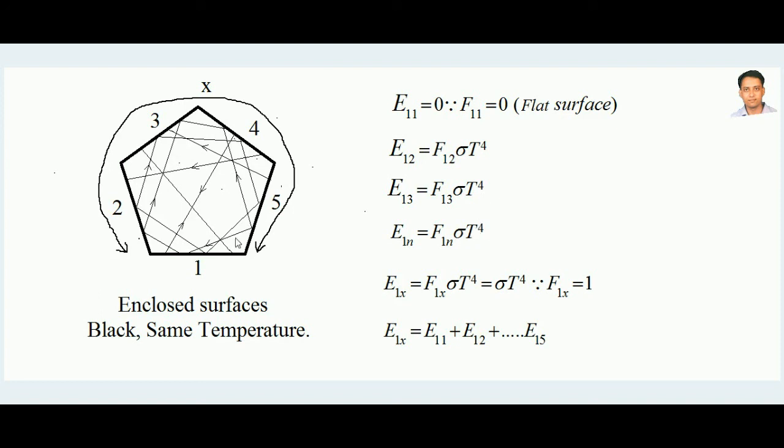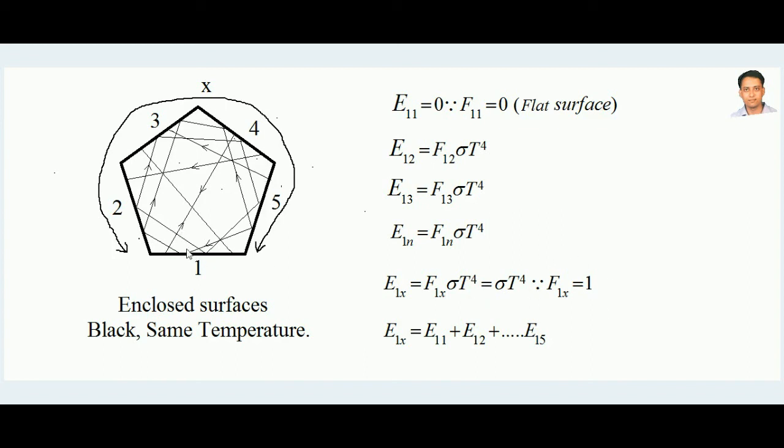Now, this enclosure consists of 5 surfaces: 1, 2, 3, 4 and 5. Suppose I take surfaces 2, 3, 4 and 5 together as a single surface, named X. In that case, E₁x will be F₁x sigma T to the 4. Now F₁x will be equal to 1 because it is an enclosure.